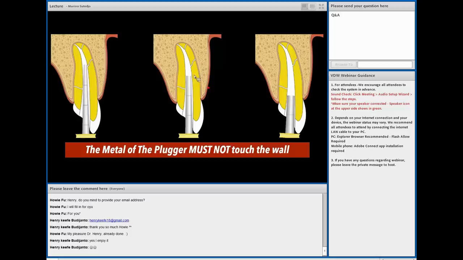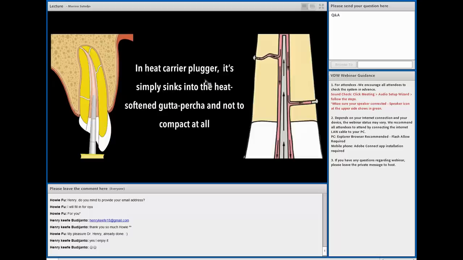Because if it is touching the wall, it means, number one, we will not be able to plasticize enough amount of the gutta percha. And definitely we can create an increase in temperature of the root surface very rapidly. And it will also endanger the bone and the surrounding periapical tissue. So by finding the correct heat plugger, we need to find the correct heat plugger that is not touching the wall, and it simply sinks into the heat softened gutta percha.